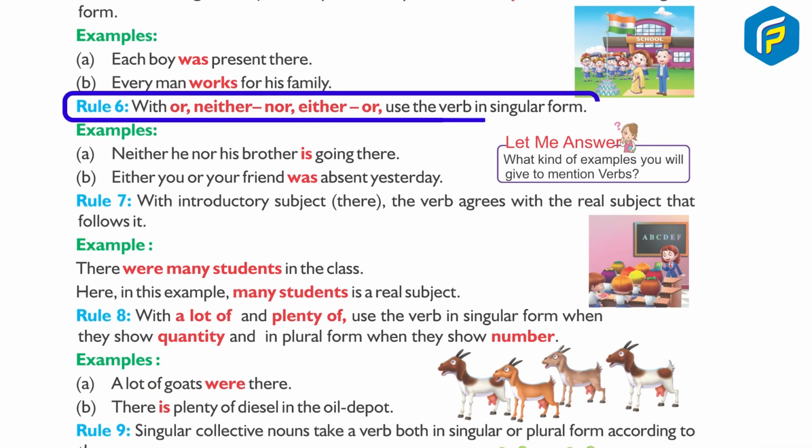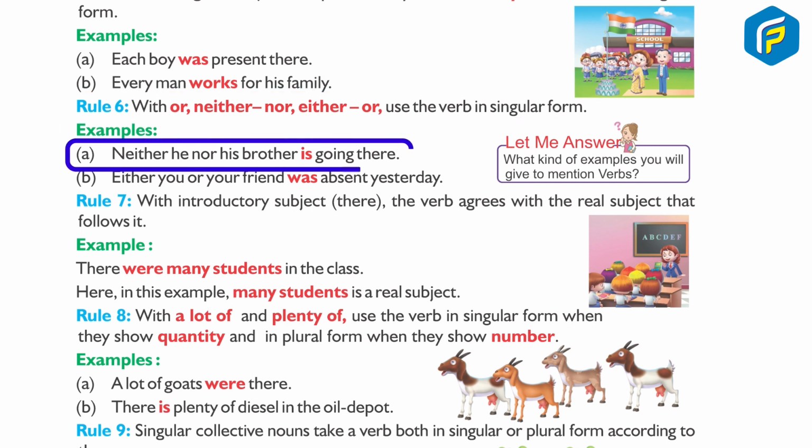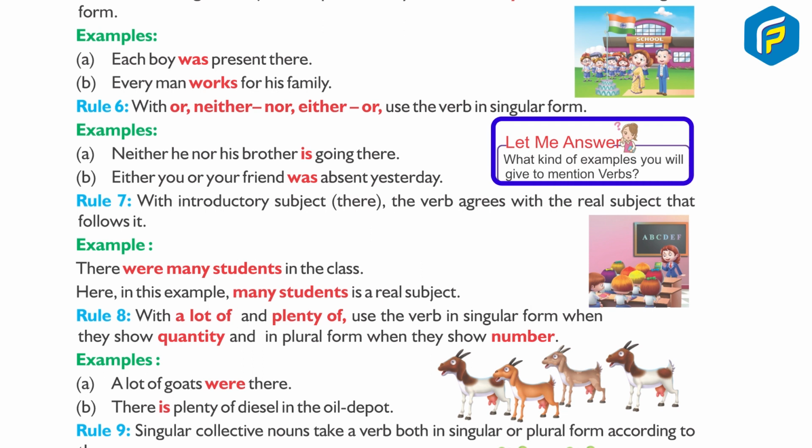Rule 6. With or, neither, nor, either or, use the verb in singular form. Examples: A. Neither he nor his brother is going there. B. Either you or your friend was absent yesterday. Let me ask: what kind of examples will you give to mention verbs?